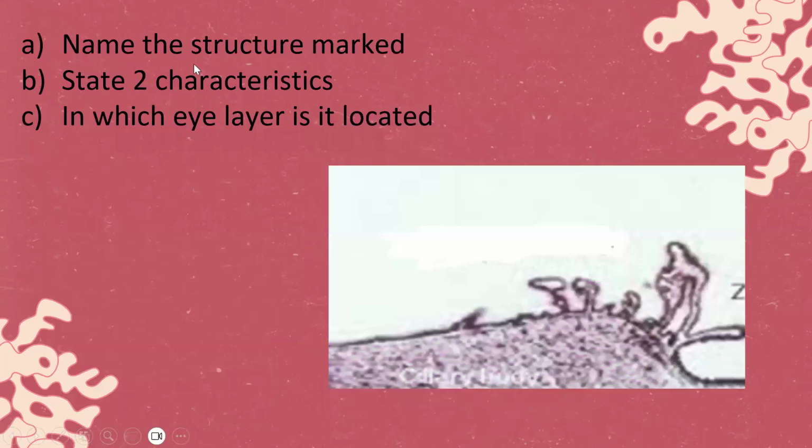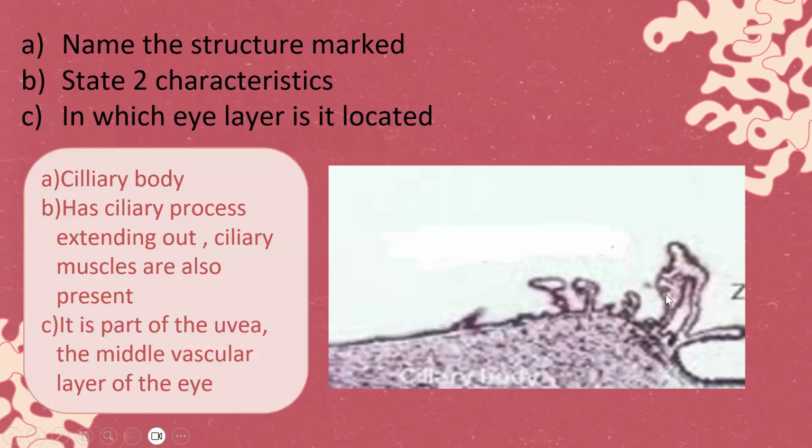Okay, now name the structure marked, state 2 characteristics, and say in which eye layer it is located. I mean, this is not a very good question to put in the exam because you can see the answer here, which is the ciliary body. So this is the ciliary body. The ciliary body is made out of the stroma and the ciliary processes. Two characteristics: it has cellular processes which produce aqueous humor. And in which layer of the eye is this located? The ciliary body is part of the middle vascular layer of the eye, or the uvea of the eye.